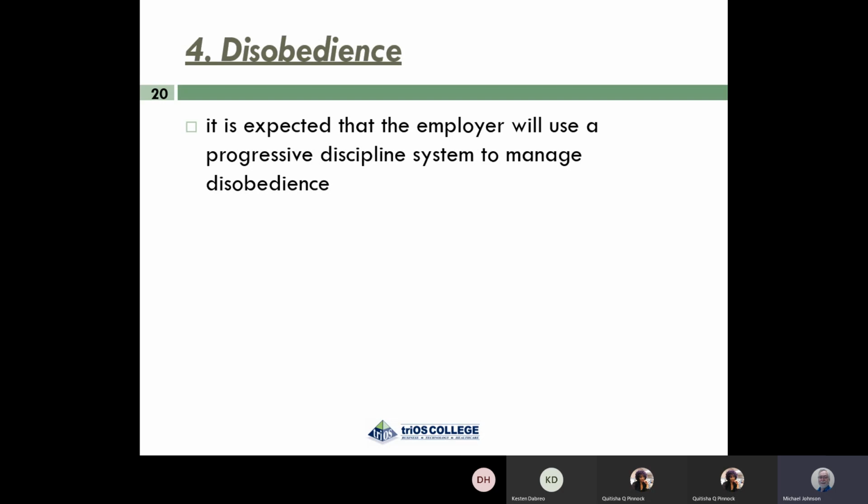Disobedience is an interesting conundrum. What does it apply to? Does it apply to a task that you're supposed to perform? Or does it apply to a scheduling issue? What does it apply to? And how is it represented within your contract?